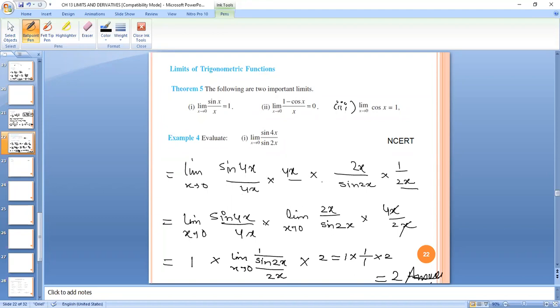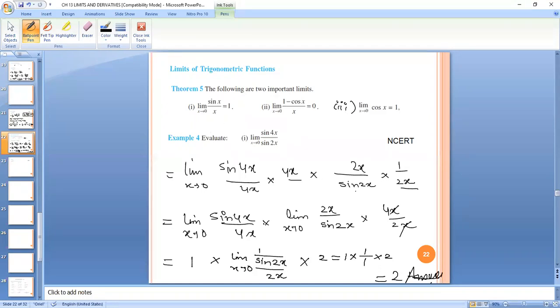So you have to mention the formulas in between wherever required. Our question is limit x tending to 0, sin 4x upon sin 2x. We are multiplying sin 4x by 4x and dividing it by 4x, because we want to make it in the form sin x upon x.